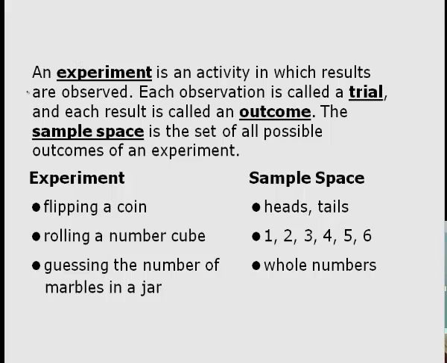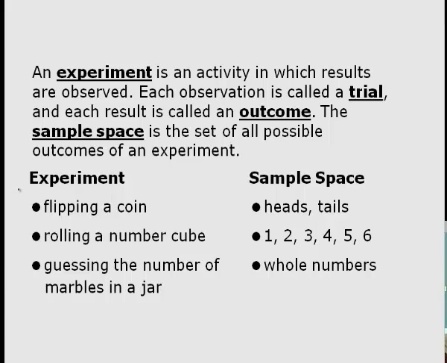And let's begin. An experiment is an activity in which results are observed. Each individual observation is called a trial, and the results are called an outcome. Now, in a sample space, we record all the possible outcomes of an experiment.